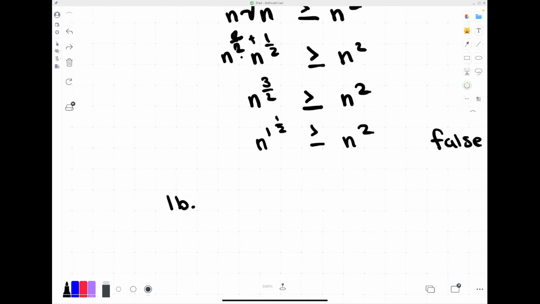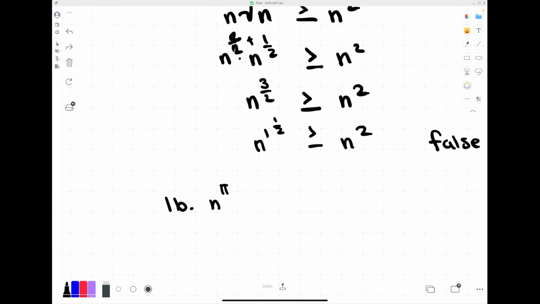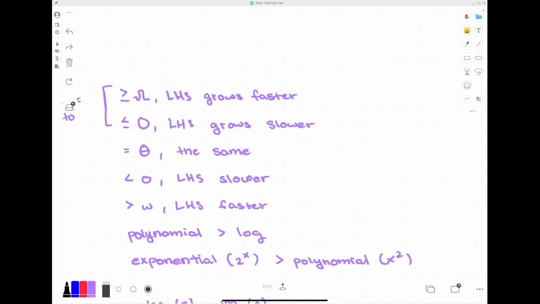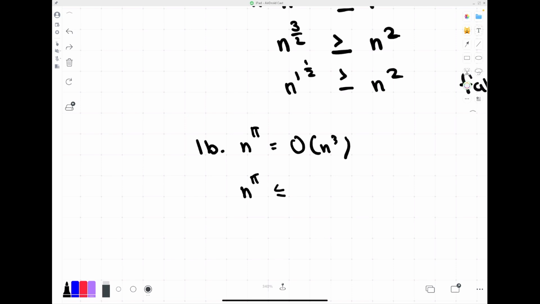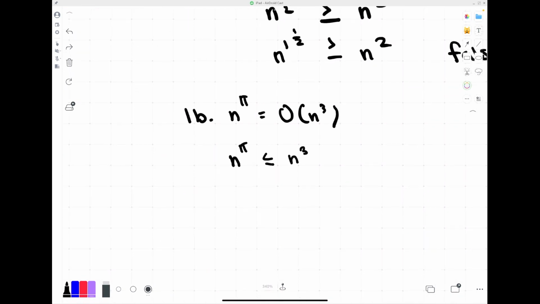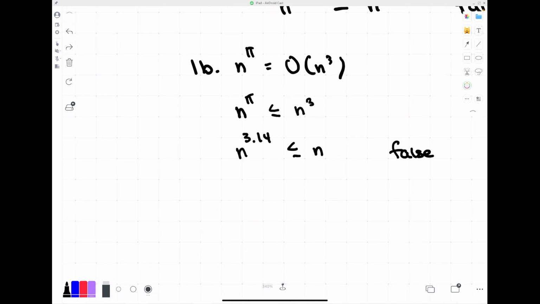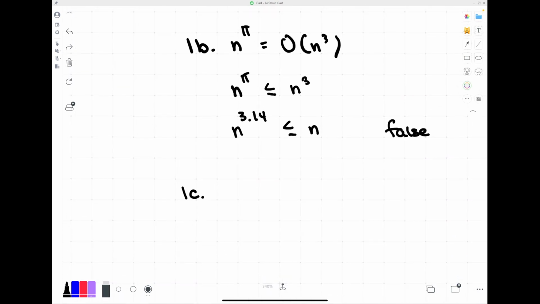Okay, so now we can go and do 1b, which is n pi is equal to big O n cubed. Rewrite this. What is big O? Less than or equal to n cubed. We could simplify this by, what's the value of pi? It's approximately 3.14. So is this less than this? No, so this has to be false. Okay, so now we can go on to 1c.